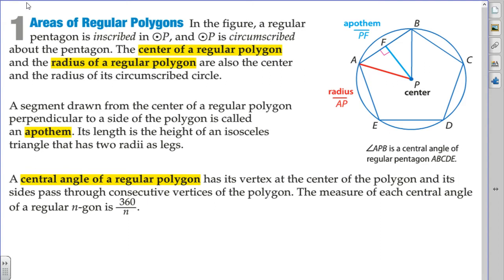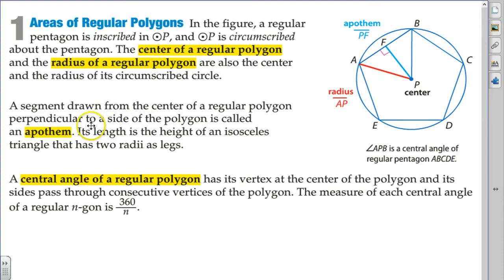First of all, we need to talk about some definitions in regular polygons. Of course, a regular polygon means all the sides are congruent. Excuse me, all the angles are congruent. Every regular polygon has some special segments. It has a center, which is actually the center of the circle that's circumscribed around it. Same center. The radius of the regular polygon goes from the center to a vertex, and the reason it's called the radius is because it's really the radius of the circle as well.